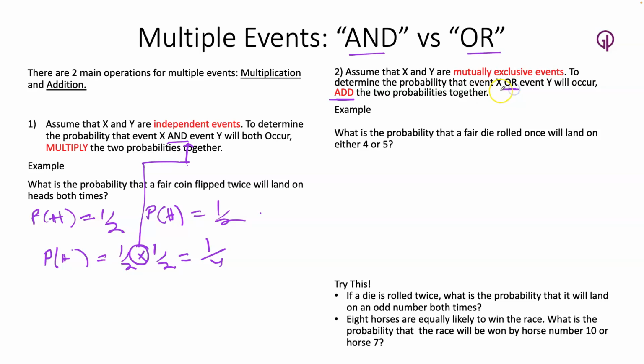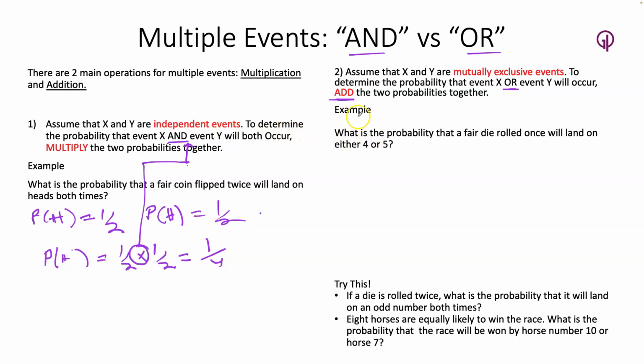To determine the probability that event X or event Y will occur, we add. So take note: if you see an event which is OR, we add. For these kinds of events, you have to think of whether the two events can occur at the same time or cannot occur at the same time. What I mean is whether those two events are mutually exclusive events or are independent events. Your understanding of these two concepts is key to your ability to solve questions.